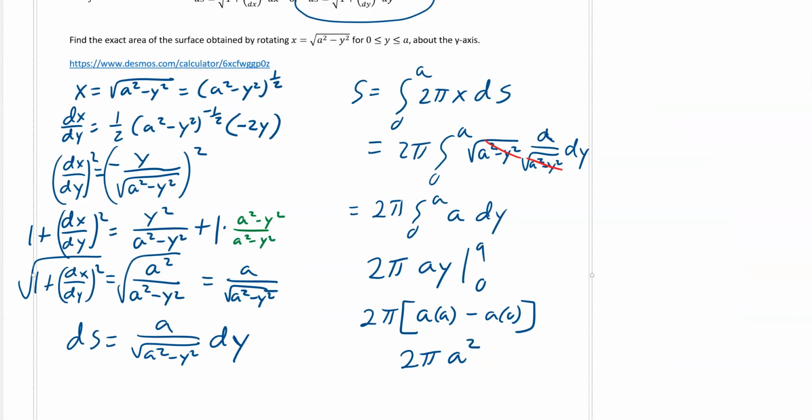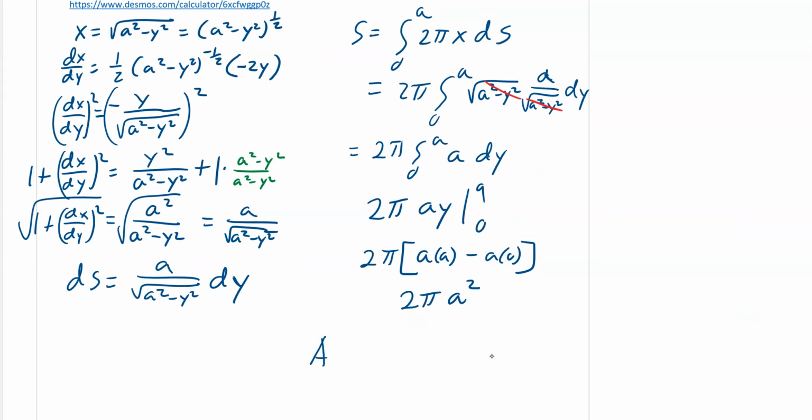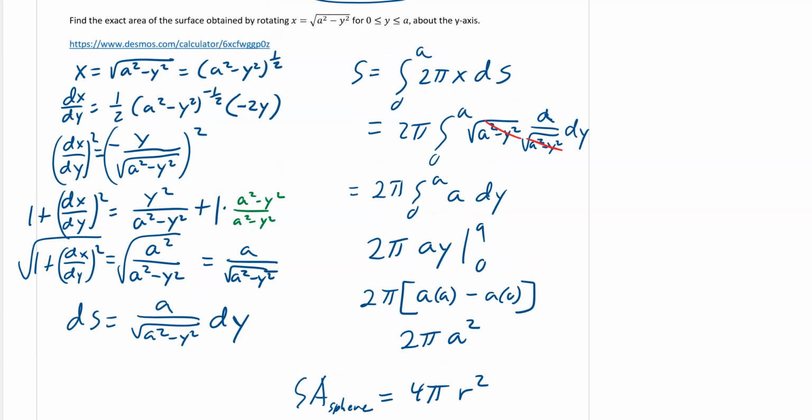So if we were to double that, it would be the top surface and the bottom. So if we were to double this, the surface area of a sphere would just be 4 pi a squared. And what is our a here? It's the radius. That's what it is. See, we're going from 0 to a. So if you were to multiply this out, it would be a circle: x squared plus y squared equals a squared. So a is our radius here.